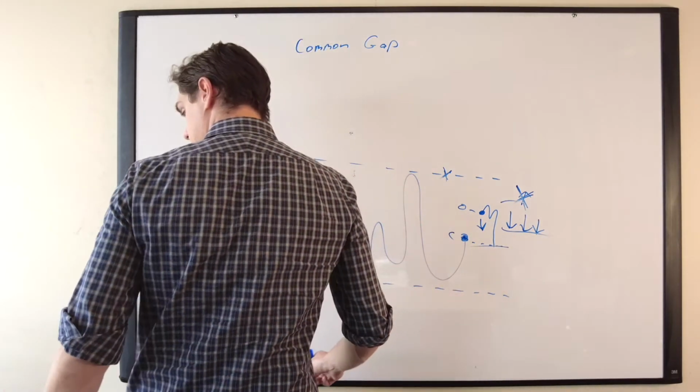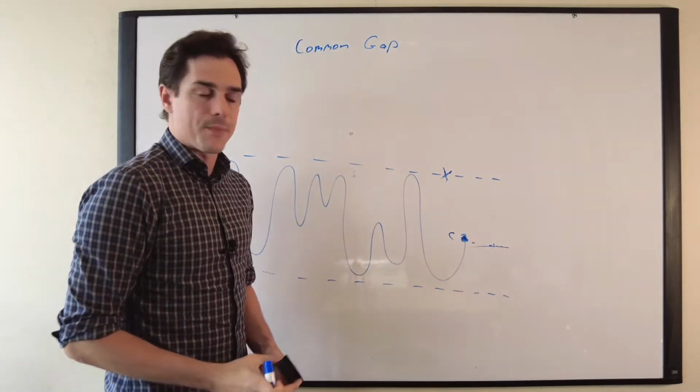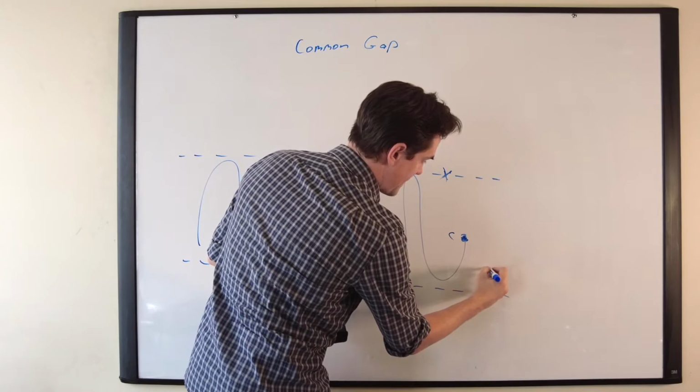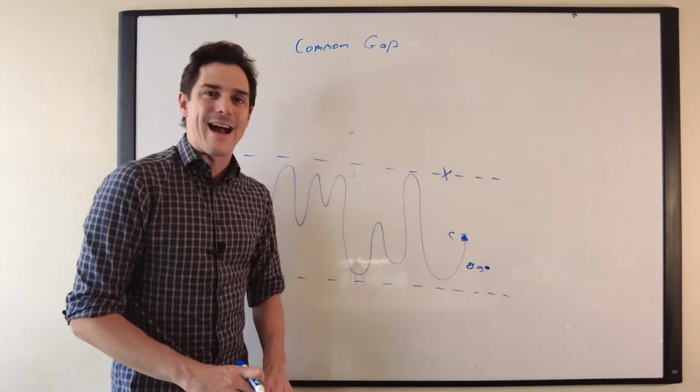What about a common gap to the downside? So, here's my eraser. Yesterday, here's our closing price. And today, we gap down. And this becomes our new opening price, a gap down.